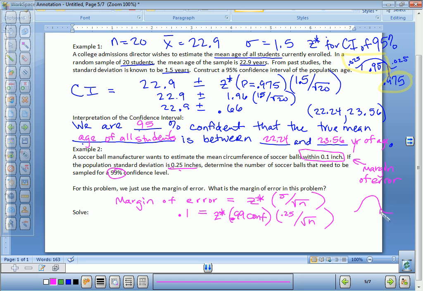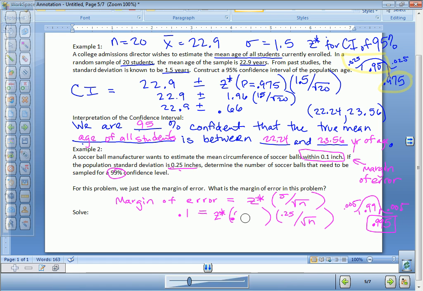Let's look at it. It's this upper end. So if this is 0.99, there's 1% left. What is 1% divided by 2? 0.5%. 0.5% over here, 0.5% over here. So this is 0.995. The probability for 99% confidence is 0.995. Look up the z-score for a 0.995.